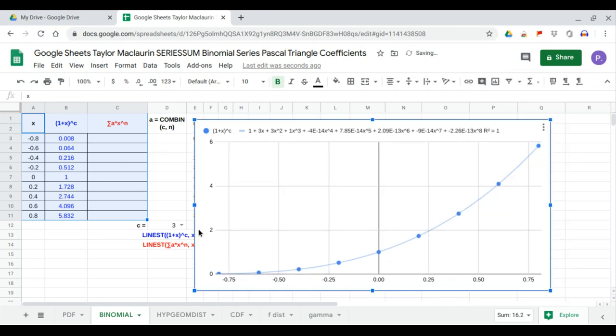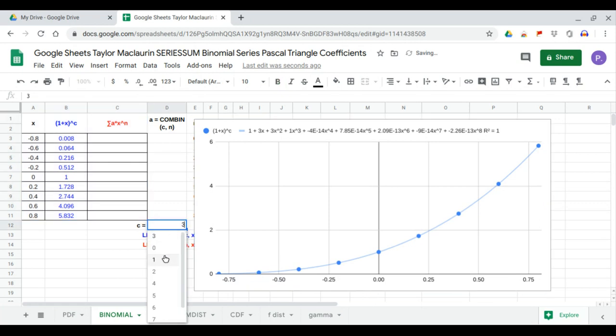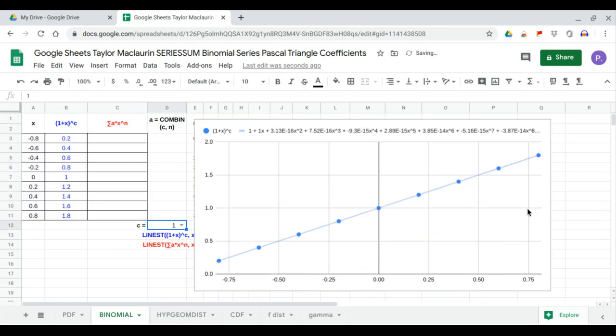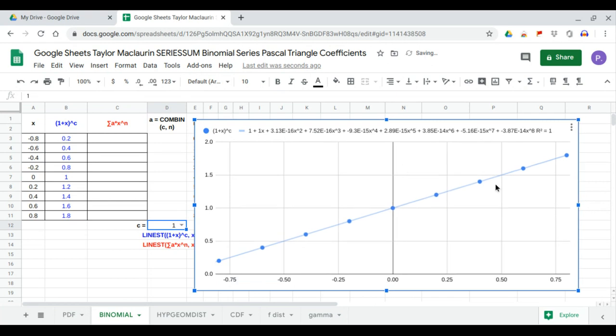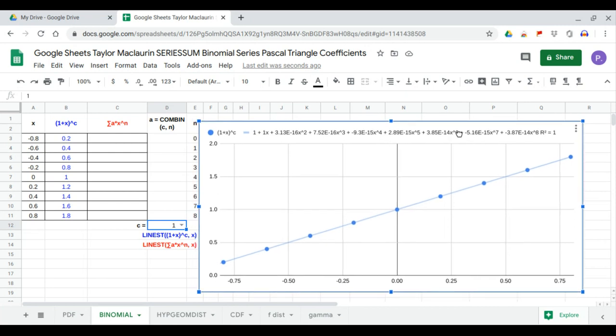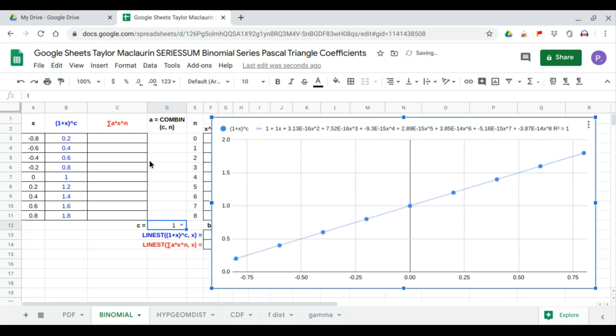So if we change this to 1, our curve is a straight line, and we have the coefficients 1 and 1, but the others should be 0 because this is already too small. 3.13 times 10 to the minus 16, that's very small. All these are 0. Next, we use the Taylor-Maclaurin series sum to generate the same data set.